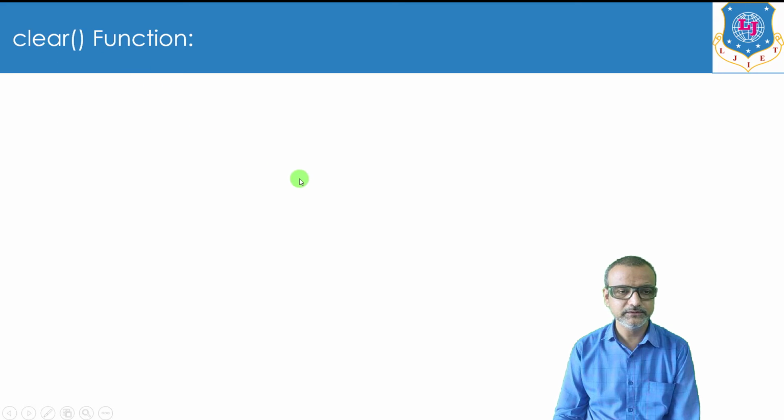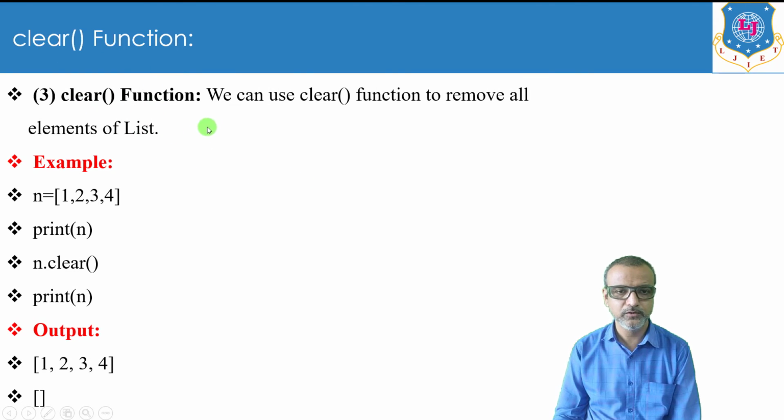Now we will see clear function. So what this clear function will do, we can use clear function to remove all elements of list. For example, n equals 1, 2, 3. If we write down just print n, it will print all the elements of this list, and then after if we write down n dot clear, it will clear all the elements from the list, and then if we write down print n, it will give us the output. In first case it will give us all the entries, that is 1, 2, 3, and in next case it will give us an empty list.